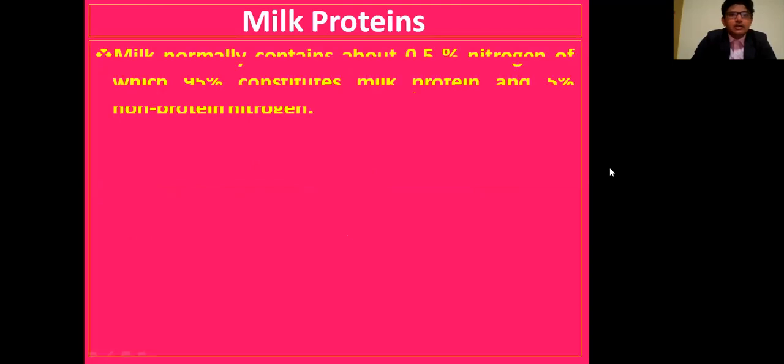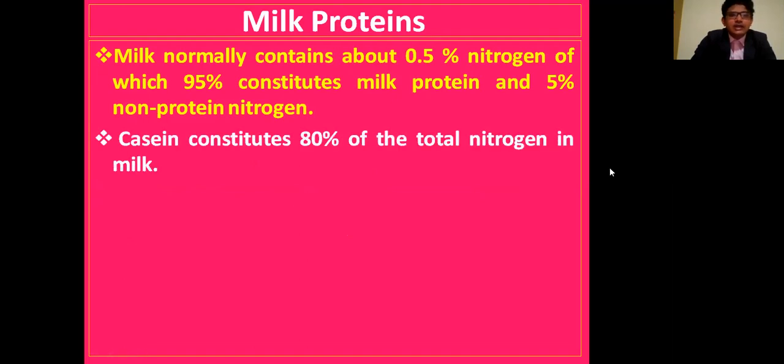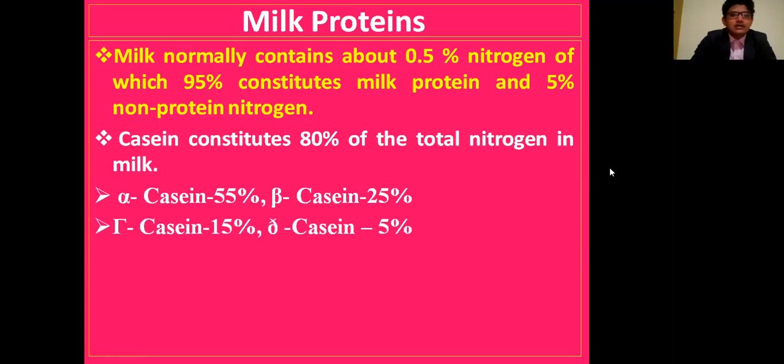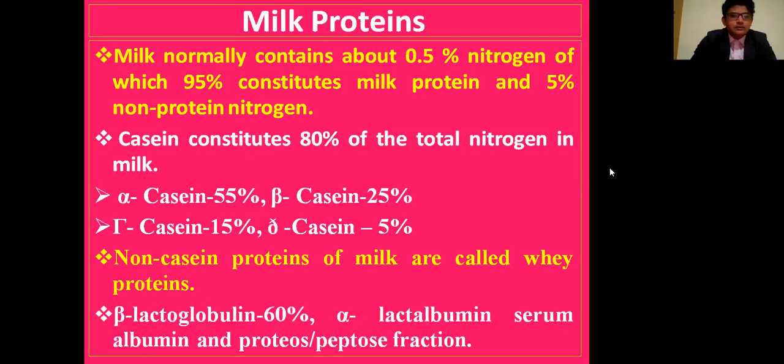The next constituent is milk protein. Milk normally contains about 0.5% nitrogen, of which 95% constitutes milk protein and 5% non-protein nitrogen. Casein constitutes 80% of the total nitrogen in the milk: alpha casein 55%, beta casein 25%, gamma casein 15% and delta casein 5%. Non-casein proteins of milk are called whey proteins: beta lactoglobulin 60%, alpha lactalbumin, serum albumins and proteose peptone fractions.